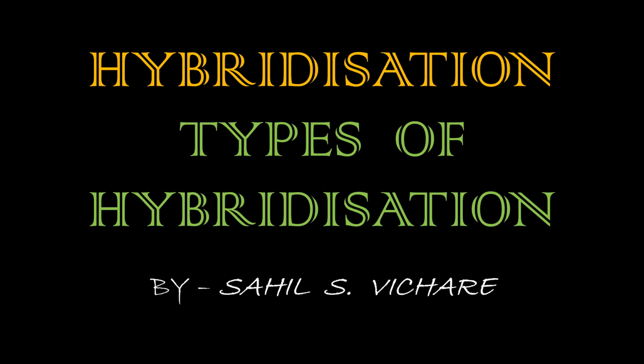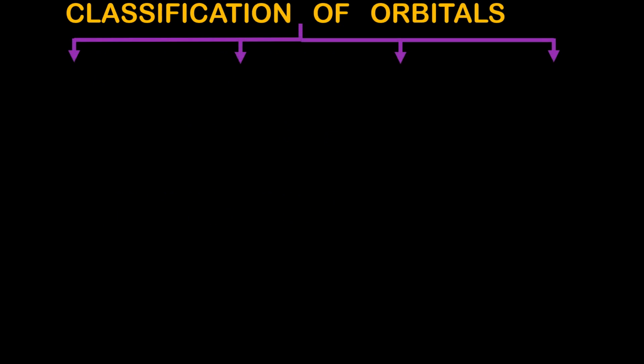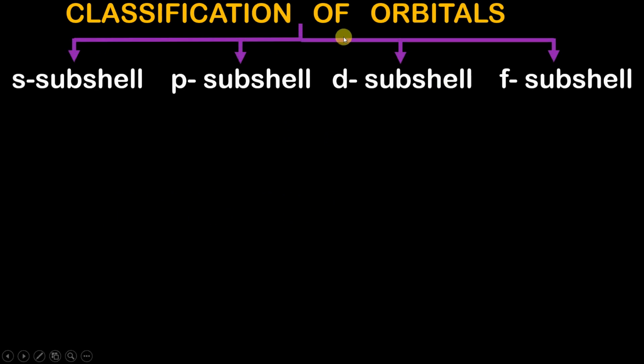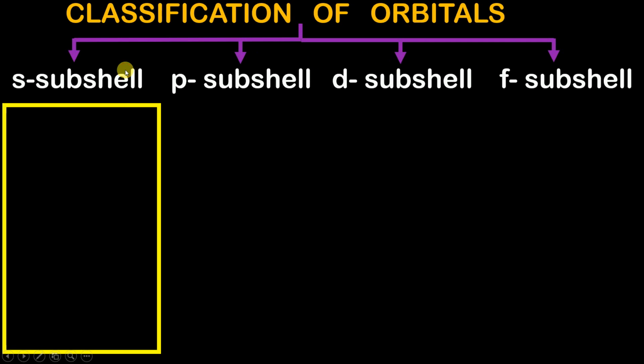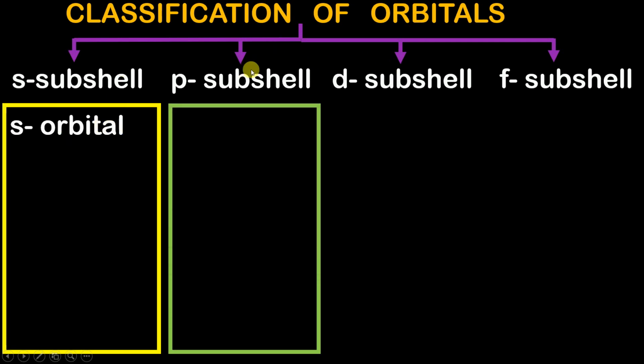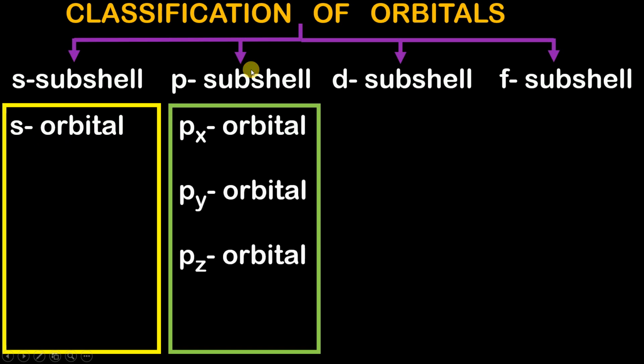Many of you know what orbitals are, but you do not know the classification of orbitals. Orbitals are basically classified into 4 different types: the S subshell, P subshell, D subshell and F subshell. The S subshell contains one orbital, that is the S orbital. The P subshell contains 3 orbitals: Px orbital, Py orbital and Pz orbital.